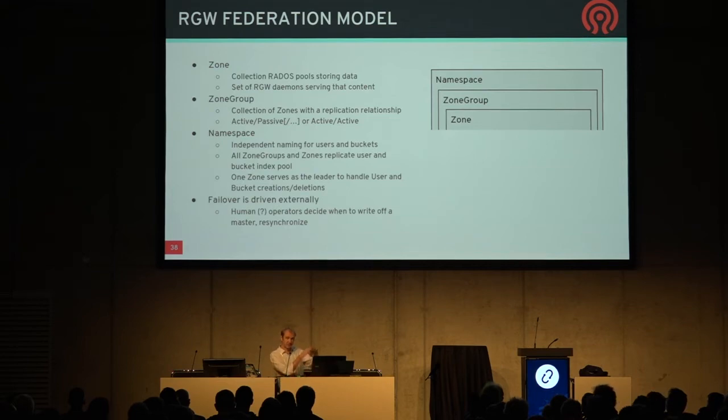A namespace is sort of a container around the whole thing that encompasses a namespace of S3 style users or Swift users and the bucket namespace. So similar to how Amazon S3 has one single global namespace, a bucket in S3 exists all over the world. That sort of maps onto a single RGW namespace. You can create multiple namespaces if you like.